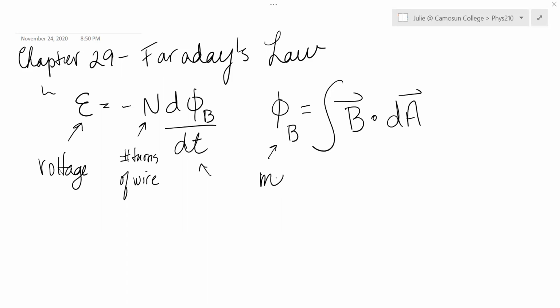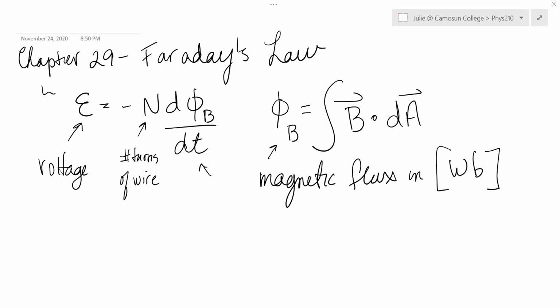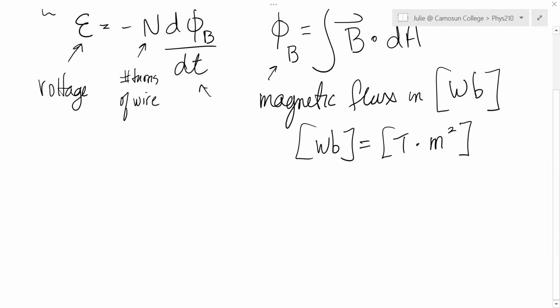So this is magnetic flux. And unlike electric flux, it does get a fancy name. The units for magnetic flux are Webers. And so from this definition, you can see that a Weber must be a Tesla times a meter squared. Okay, so in order to get this induced voltage, you have to have changing flux.